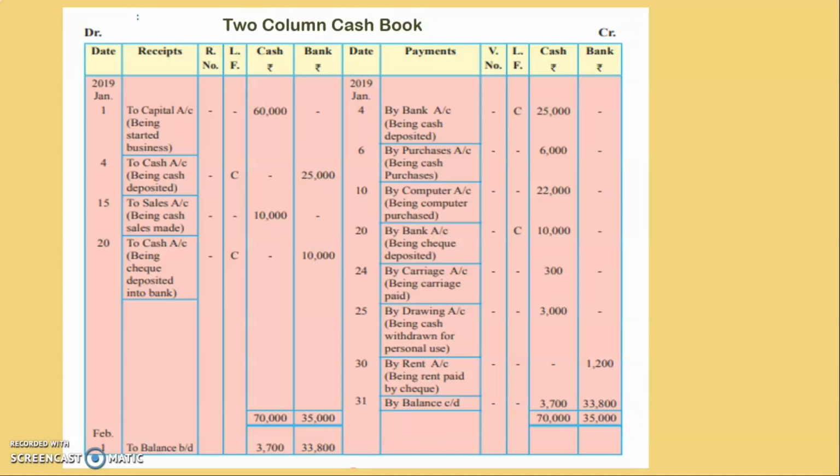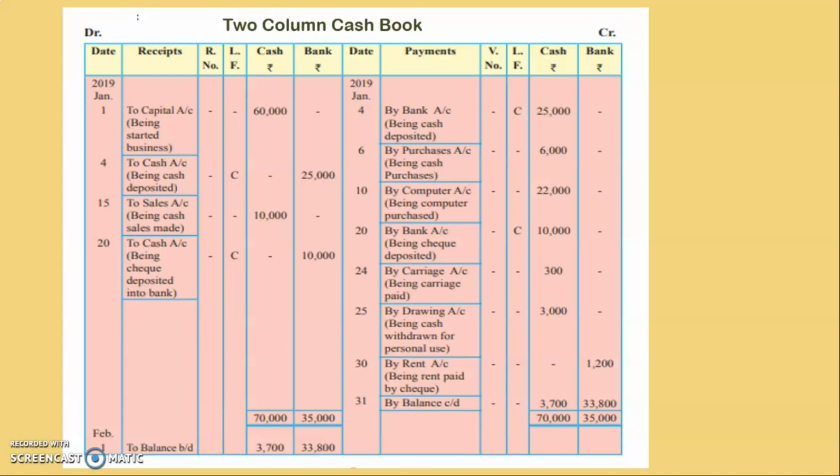Now if you see the ledger folio column, you can see alphabet C is written there. Now the C stands for contra entry. Whenever cash is deposited in the bank or whenever amount is withdrawn from the bank, there's an entry in the cash as well as bank. So when we record the entries on both sides, they are called contra entries. You'll be able to understand all this much better when we solve a few sums in this two column cash book.